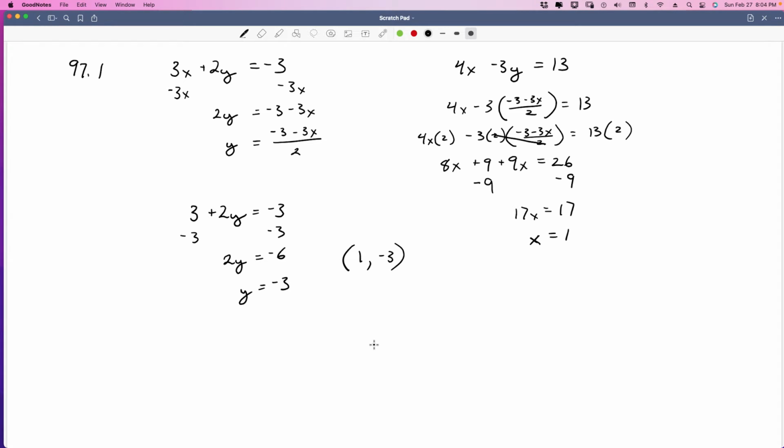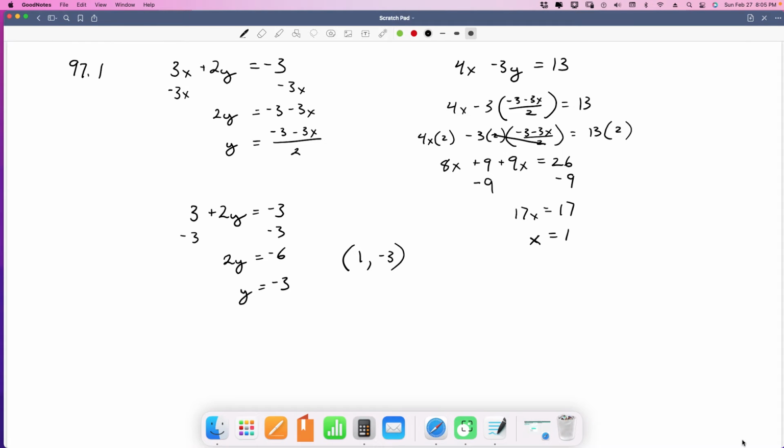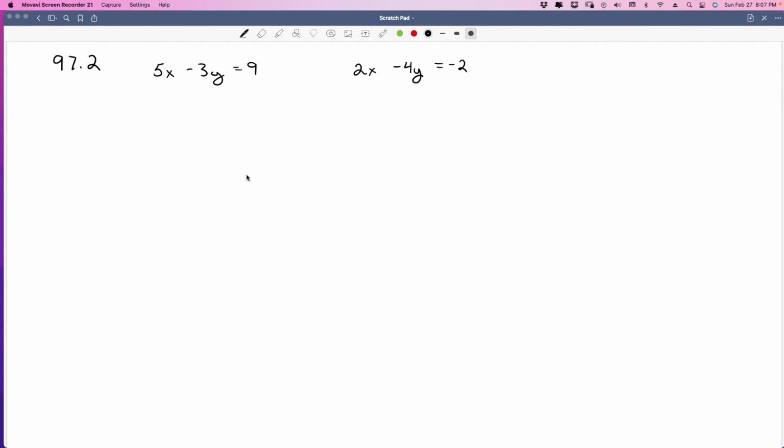So as you see, you can solve using substitution instead of elimination on these more complex problems. Why don't we try another one? All right, I'm going to pause and clear the page and write the second one out for you. All right, in 97.2, these are our 2 equations in this system.